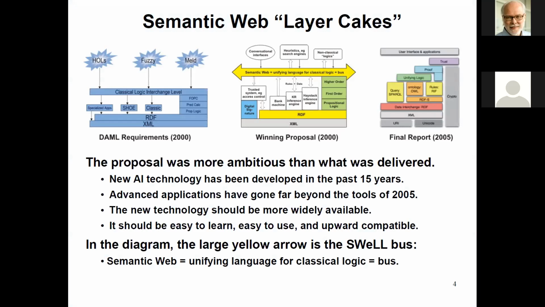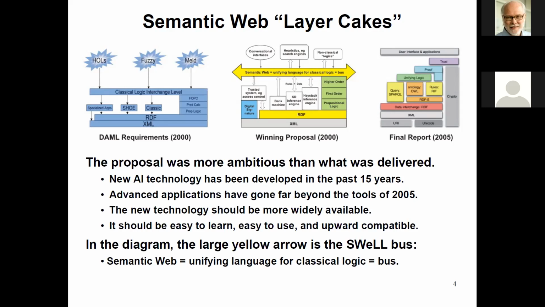The one on the left was the DAML requirements by Jim Hendler. And he had a lot of things at the top. Notice there's higher order logics, fuzzy logics, and operations that don't appear in any of the current technology sanctioned by the semantic webbers. In the middle is the winning proposal that Tim proposed. And notice that big double arrow, the yellow arrow, that is the semantic web logic language that is used for communication among all of them.